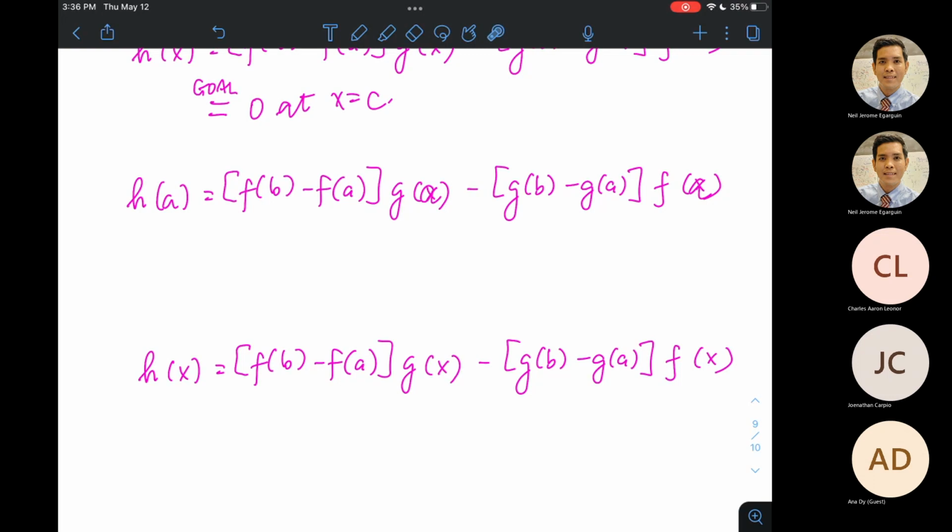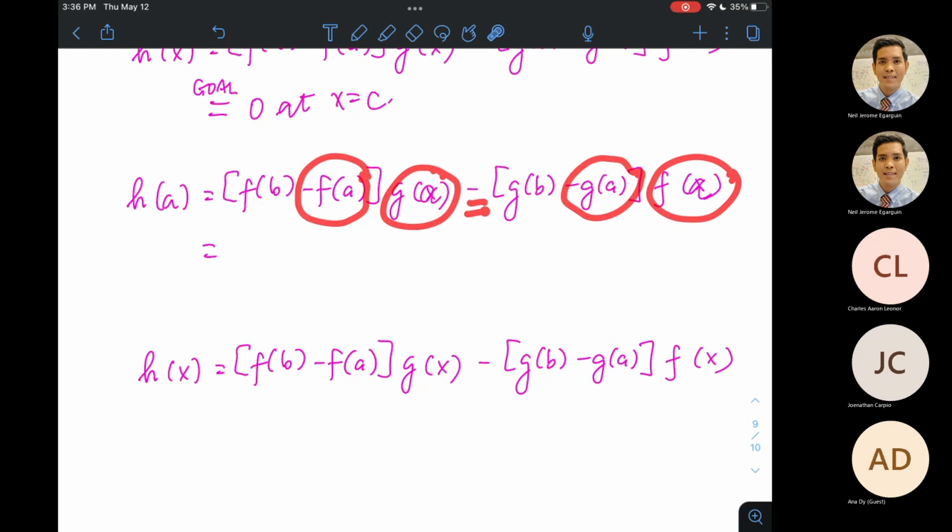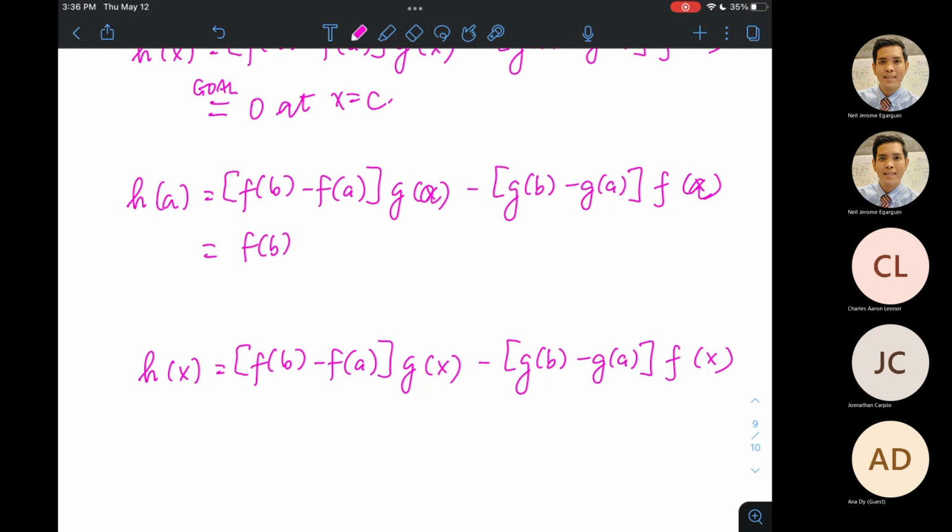So, tingnan natin to. Simplify nga natin. Oh, look at this. I'm gonna have negative f of a times g of a. Tapos dito meron ako negative g of a at f of a rin. Kaya lang may minus sila sa pagitan, so magka-cancel out yung mga terms na yon. So matitira lamang dito ay f of b times g of a minus g of b times f of a.